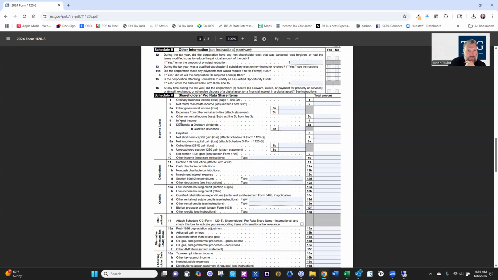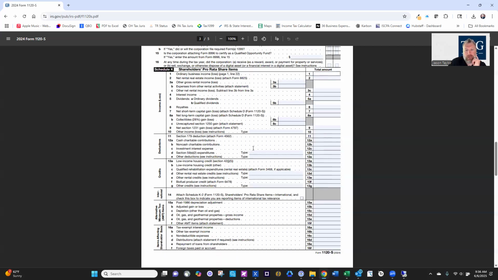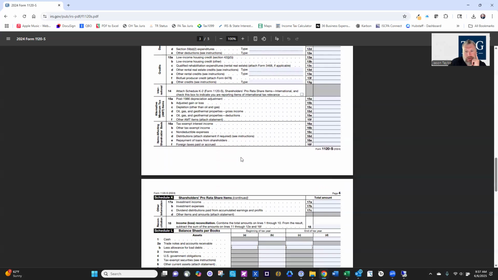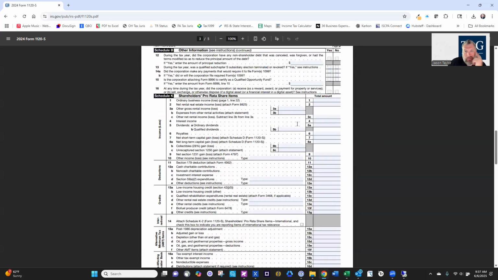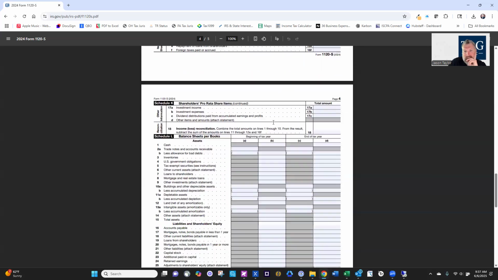Then you have 4797 gains and capital gains and losses and all sorts of stuff. Basically, anything that has a different tax treatment and how it's going to be reported on the K1 to the shareholders themselves, allocated out based on ownership percentages, gets reported right here in total. So this page is basically the sum of all the K1s added together. Then we have your balance sheet. So again, most of the stuff is just FYI for the IRS.